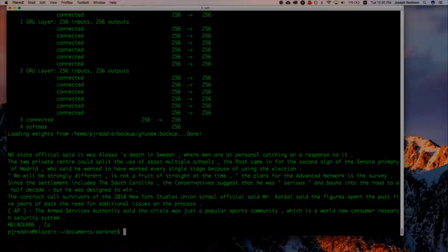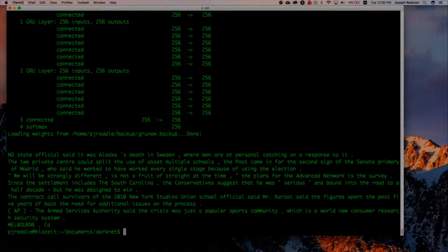But there's nothing, for example, constraining the model when it's printed out ALASK. There's nothing that makes it predict A as the next character. It's just learned over time that that's how you spell a word, and that it should in general try to spell these things correctly. This one is really weird. No state official said it was Alaska's death in Sweden. That's not good.